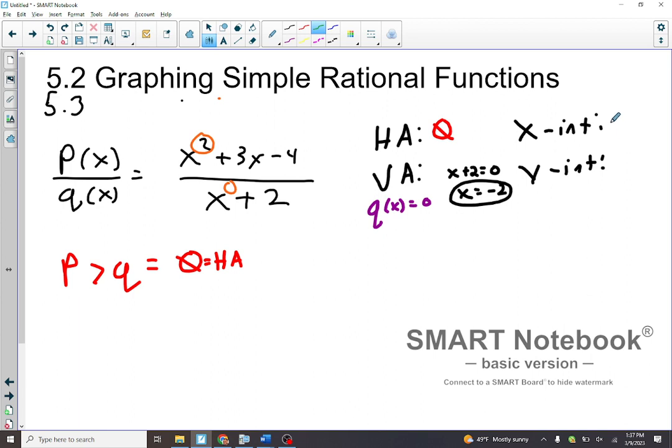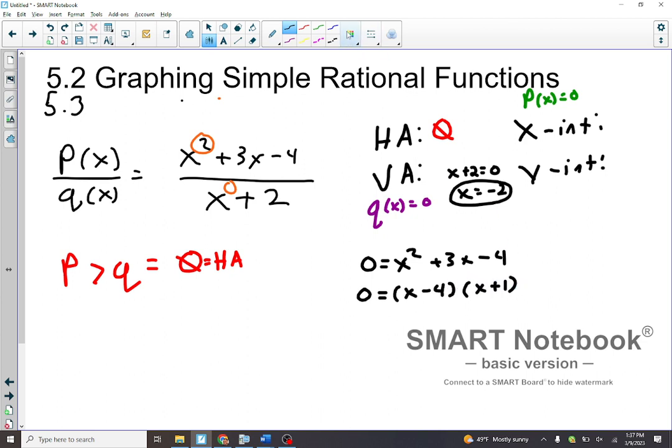Okay. X-intercept. For the x-intercept, you make the top equal 0. So you make P of x equals 0. I'm going to do the work down here. 0 equals x squared plus 3x minus 4. In this case, I'm going to have to factor. So x minus 4, x plus 1. After that, I split and solve. So you got positive 4 as one of your answers, and negative 1 is your other answer. So you could have multiple x-intercepts, 4 and negative 1.